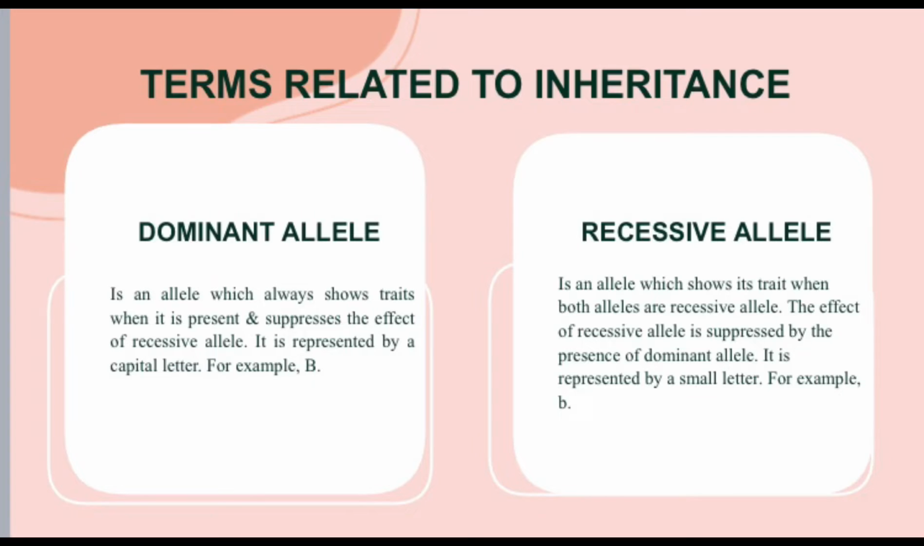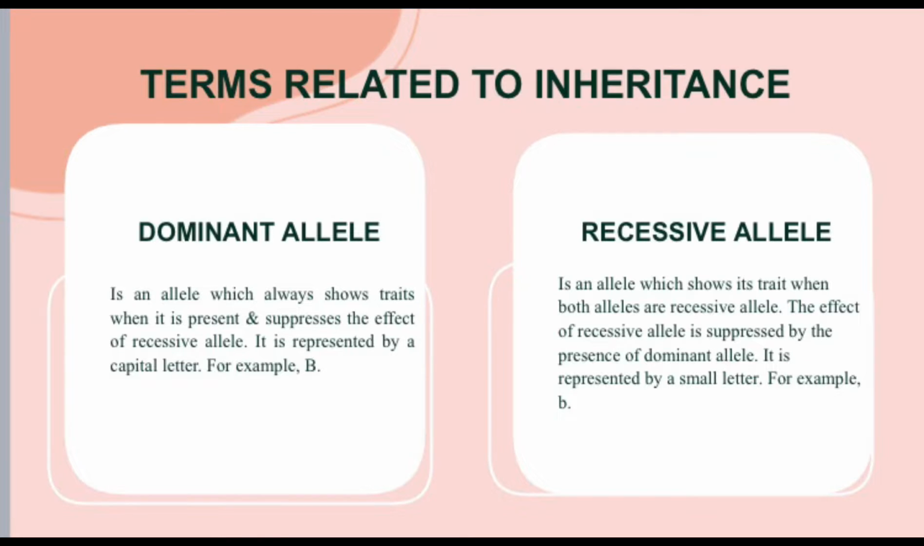Okay, next we got dominant allele and recessive allele. So dominant allele is an allele which always shows its trait when it is present and suppresses the effect of recessive allele. And it is always represented by a capital letter. We summarize it, which means that dominant allele ni akan selalu nampakkan diri dia, and bila dia duduk sekali dengan recessive allele, dia macam akan tindih recessive allele tu untuk nampakkan dia seorang je.